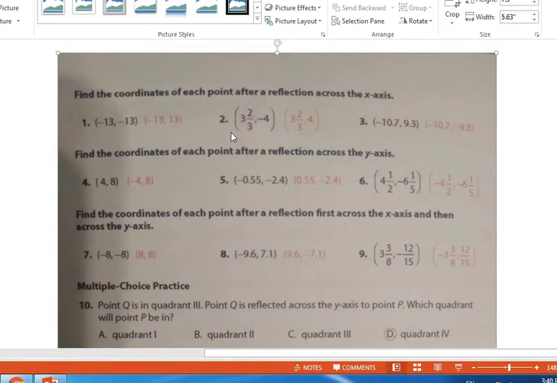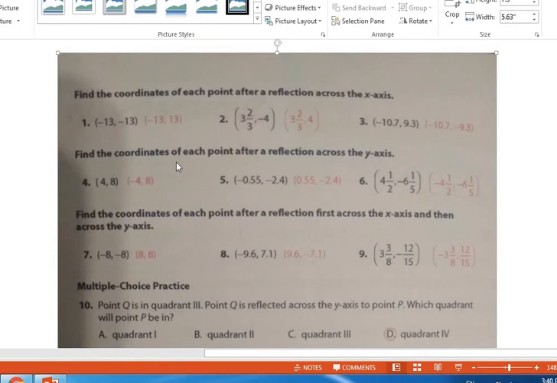Here in number 2, also the x-coordinate will remain the same, and the y-coordinate will change to the opposite of negative 4, which will be 4. Here in number 3, negative 10.7 will be the same, negative 10.7, and we will change the y-coordinate. Here negative changes to negative 9.3.